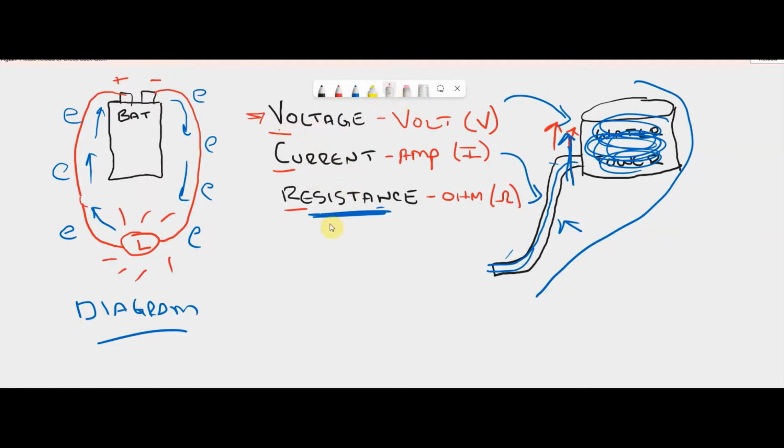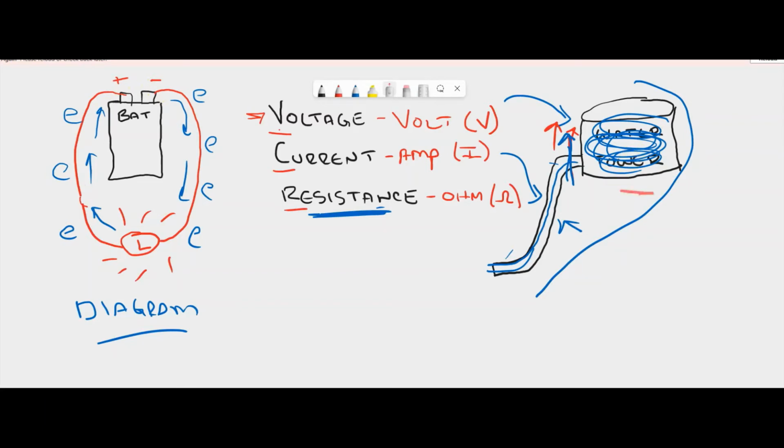We have voltage, we have current, and we have resistance in any circuit. In our diagram, we can show that the electrons that form the current travel from the negative through the light to the positive, and by doing so, it lights the light. If we open that circuit up, it's called an open circuit. If we open it up, the light goes off because no current can flow.